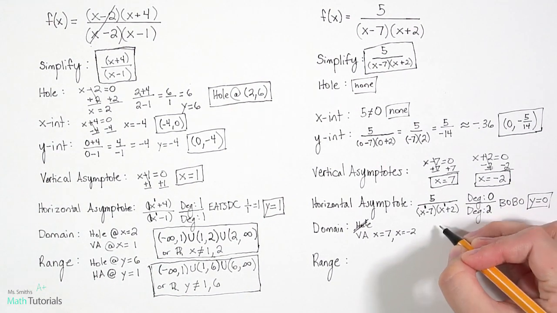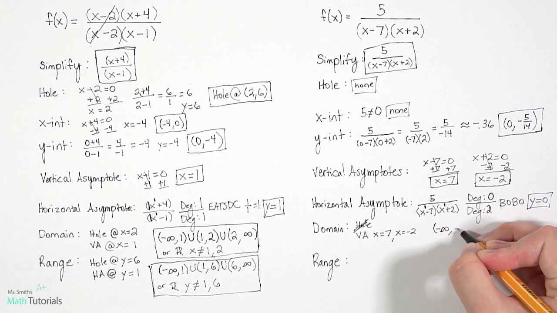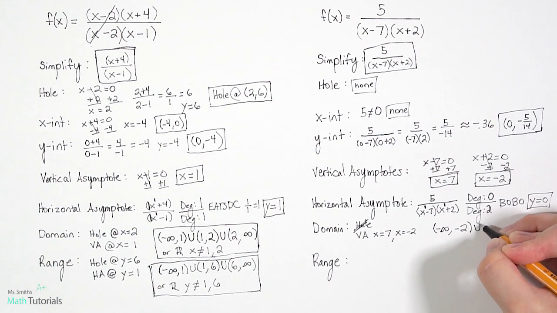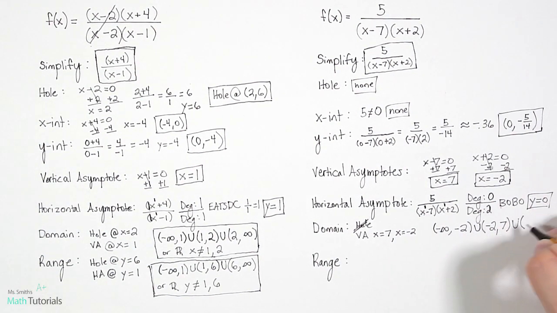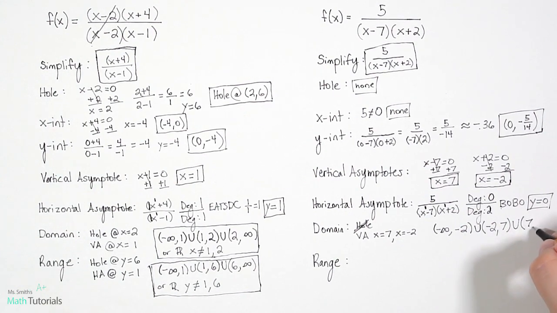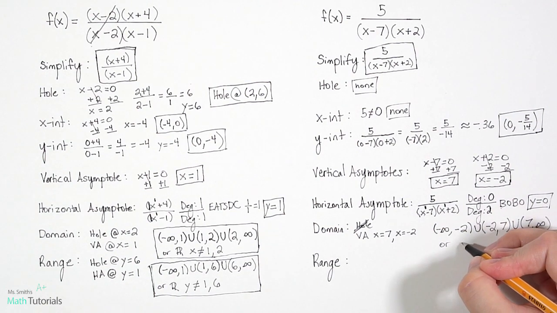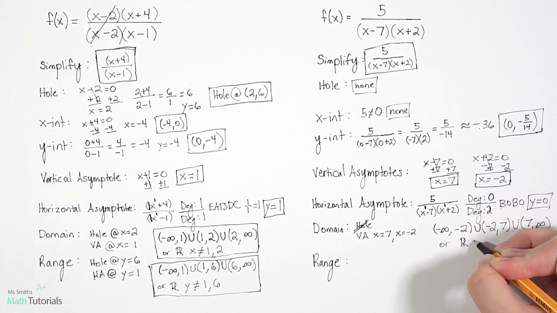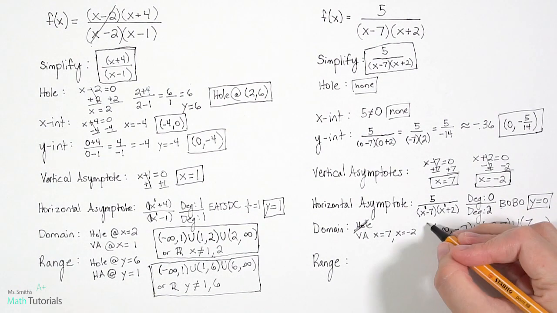Our formal way to write it would be negative infinity to your lowest number, negative 2 is lower. We would say negative infinity to negative 2, union, and now your lower number to the higher one, 7, union the higher number, 7, to positive infinity. The shorthand way to write it would just be that it's all real numbers, but x cannot be -2 or 7.